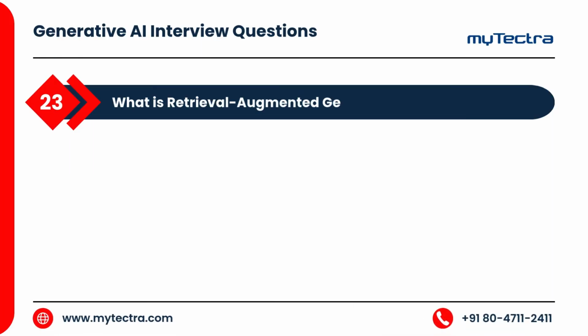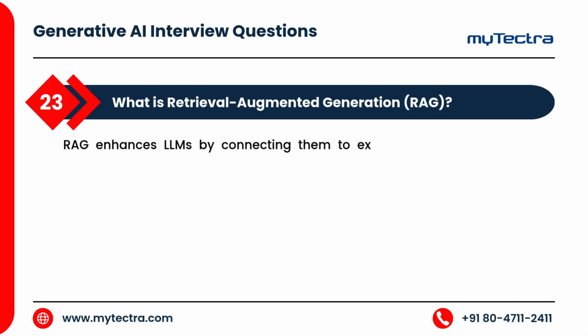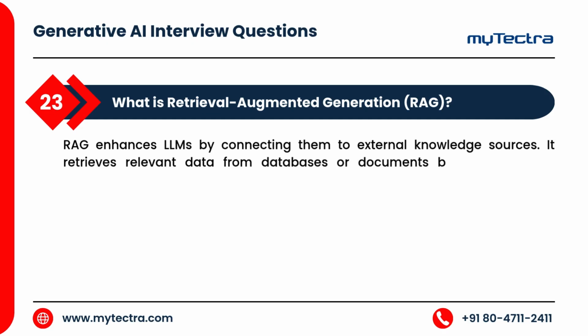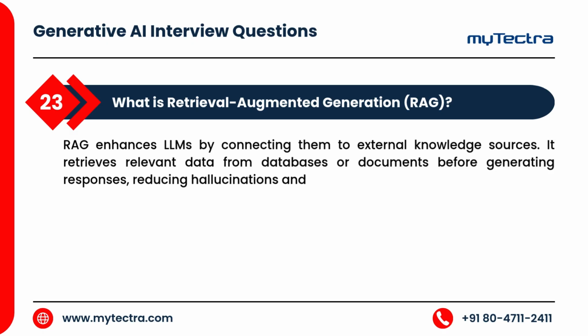What is retrieval-augmented generation, or RAG? RAG enhances LLMs by connecting them to external knowledge sources. It retrieves relevant data from databases or documents before generating responses, reducing hallucinations and improving factual accuracy.